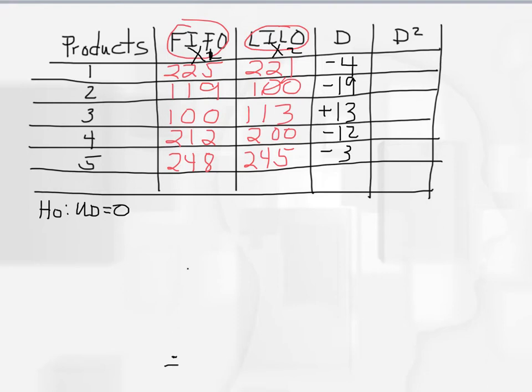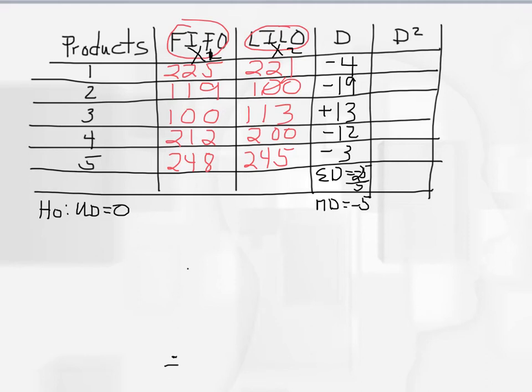And what we want to know is, what is the mean of these difference scores? So to find the mean of the difference scores, we would add up all these differences, and the sum of the differences would equal 9 plus 14, 23, plus 12 is minus 35, minus 3 is minus 38, plus 13 would give you minus 25, and we divide that by 5, and we get a mean difference equal to negative 5.